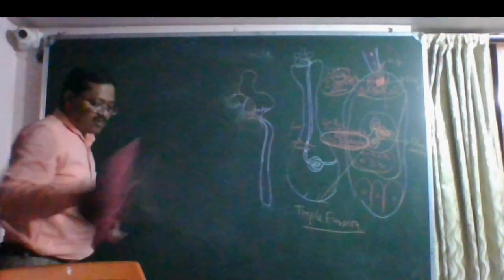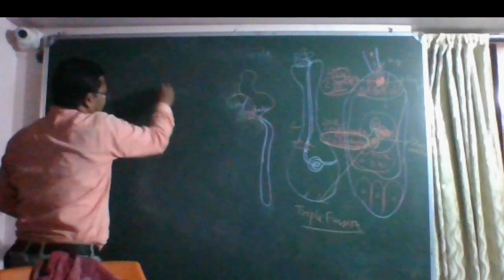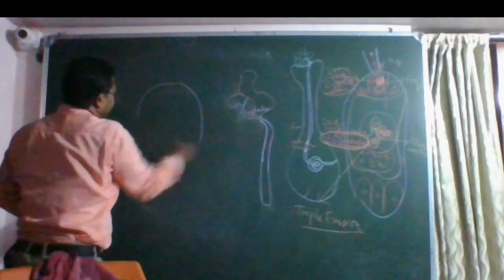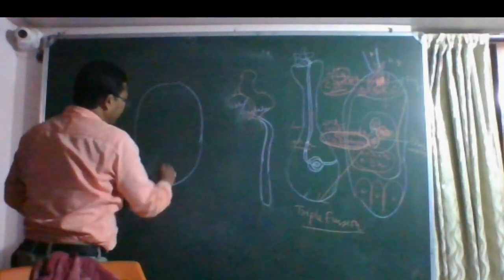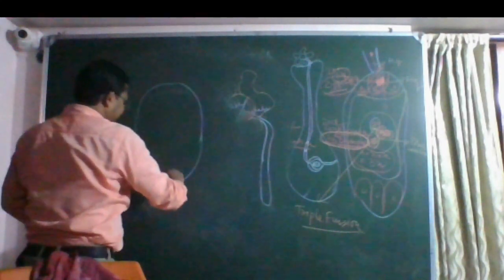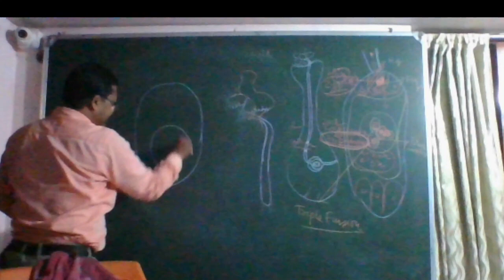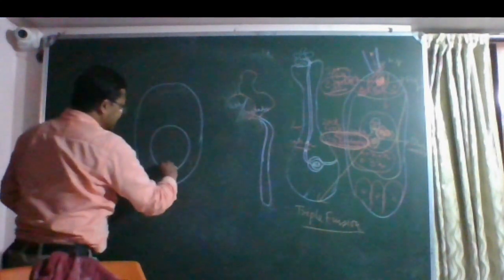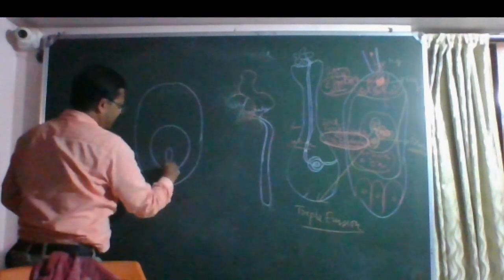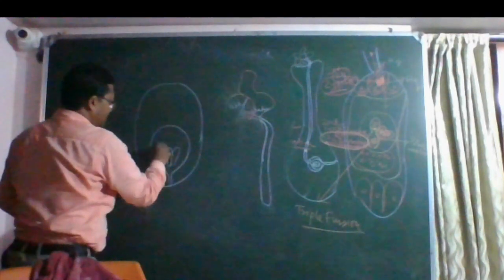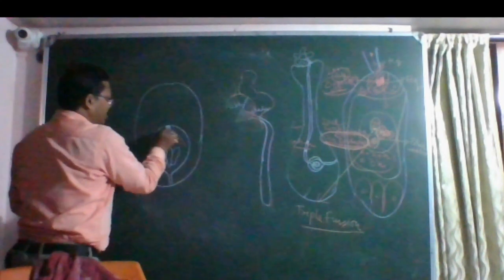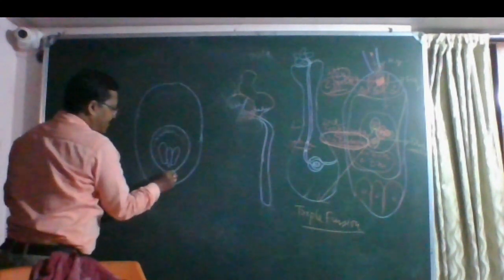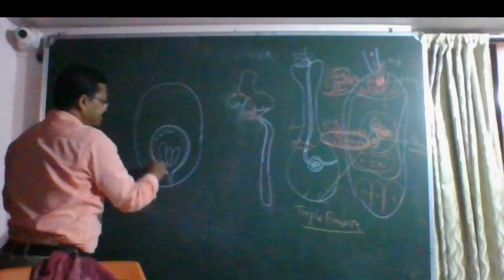Suppose we consider an ovary. This is an ovary. Within the ovary, an ovule forms a seed. Within the seed, the zygote develops, and some parts of the seed contain endosperm, and it is covered by an integument.